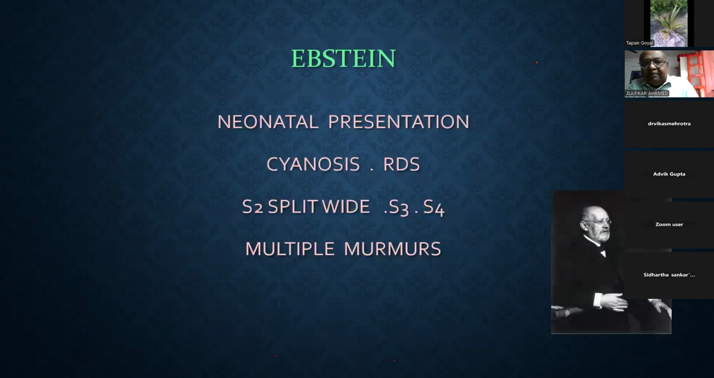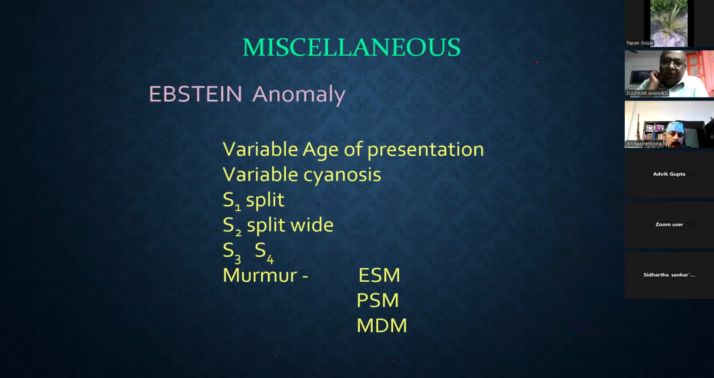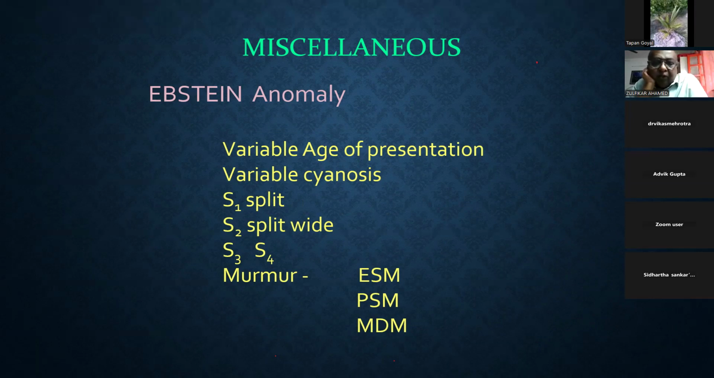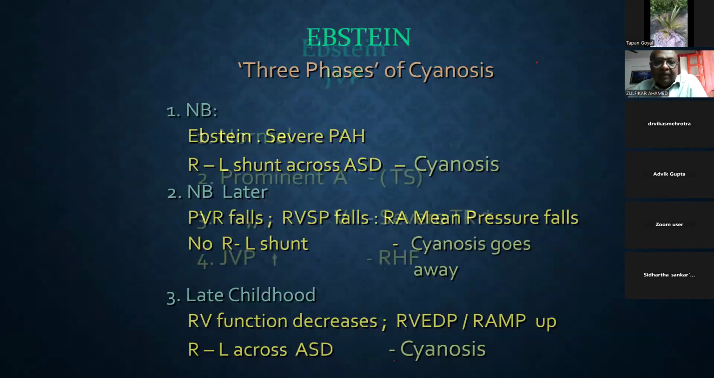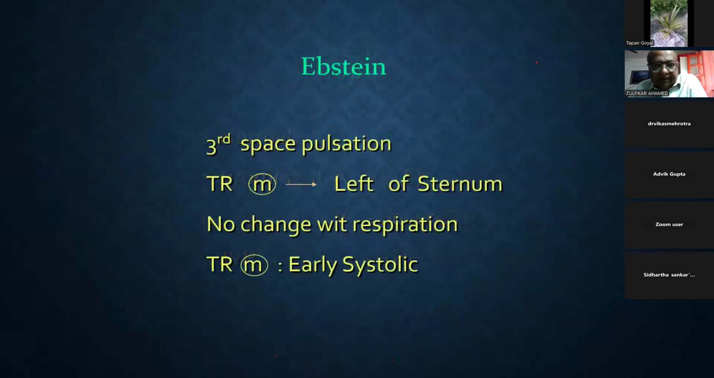We should think of an Epstein anomaly, which is a very sick neonatal presentation. But you must remember that Epstein anomaly can have variable age of presentation from newborn to adulthood, variable cyanosis from no cyanosis to severe cyanosis, split first sound, split second sound, lot of additional sounds like an S3, S4, multiple murmurs. You should think of an Epstein anomaly. And JVP can be normal, it can be elevated.